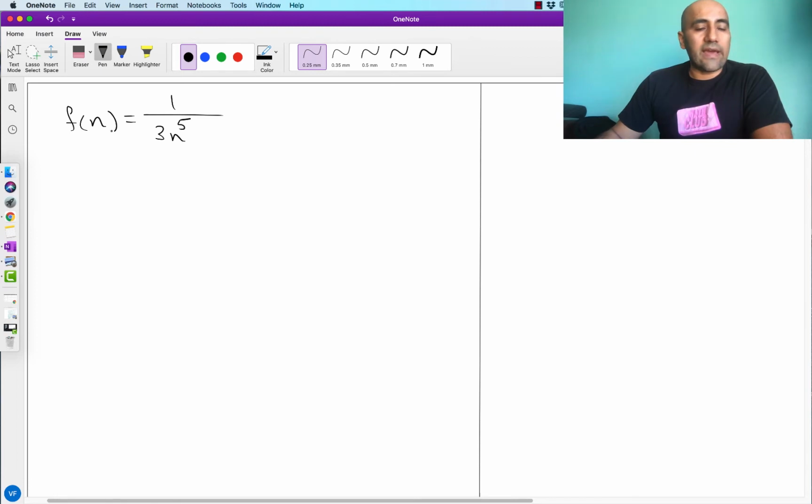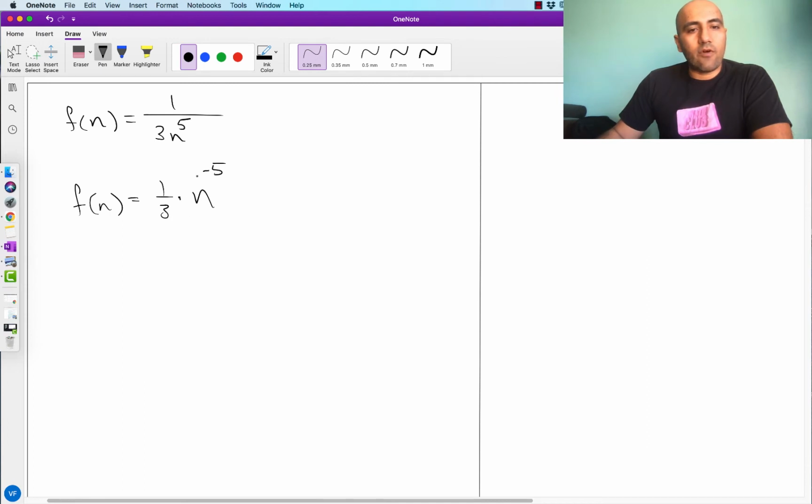Again, we don't have to use x. Nothing special about x. We could use the letter n. So f of n equals 1/3 times n to the 5th power. Again, we can simplify this a little bit using our algebra skills and say that this is equivalent to 1/3 times n to the power of -5.